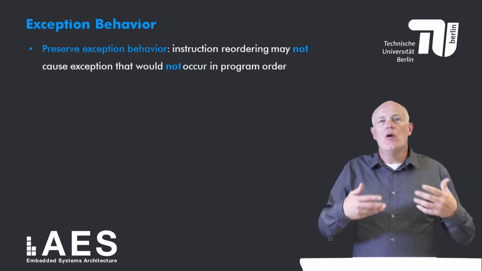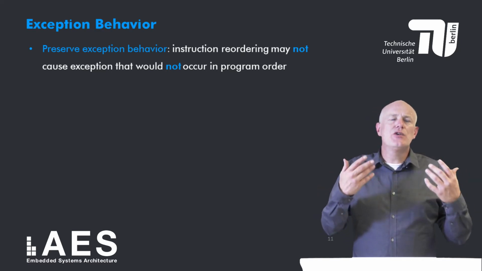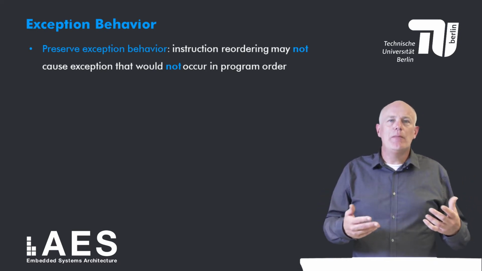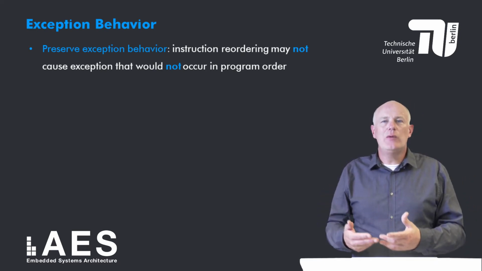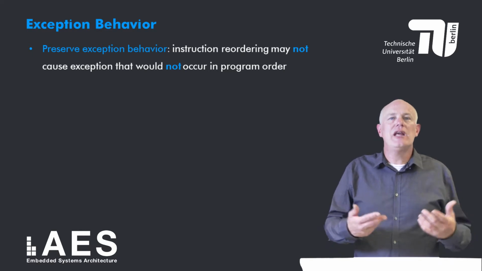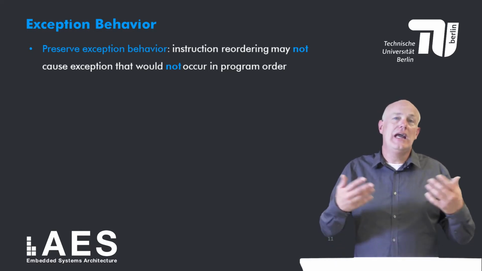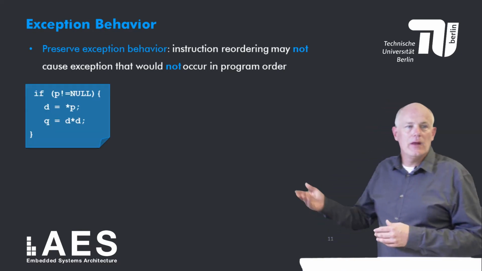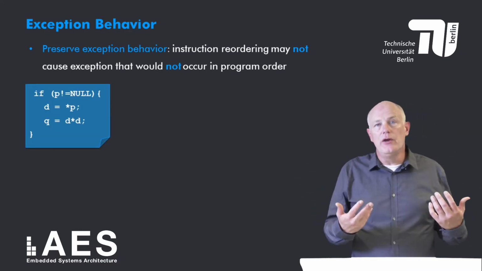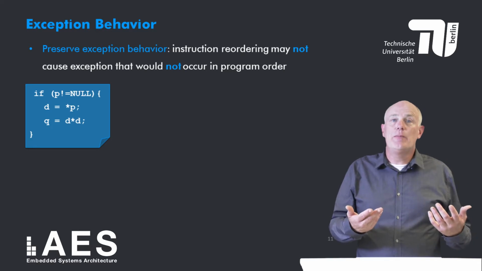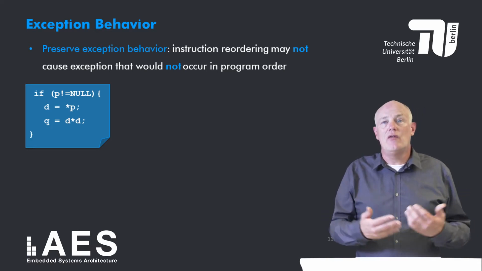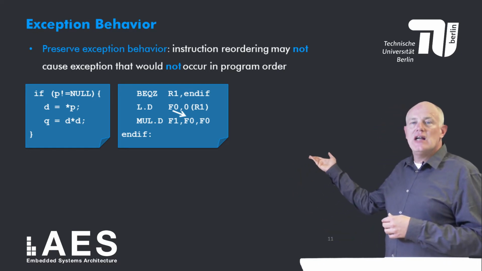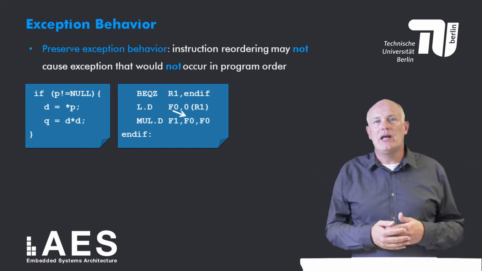Instruction reordering or dynamic scheduling must preserve exception behavior. This means that the instruction reordering may not cause an exception that would not have occurred if the instructions would have been executed in normal program order. An example to make this clear. If P is not the null pointer, we dereference P and then we set Q to the dereferenced value squared. This C code can be translated to this MIPS assembly code.